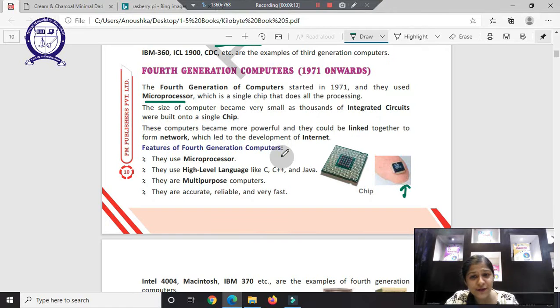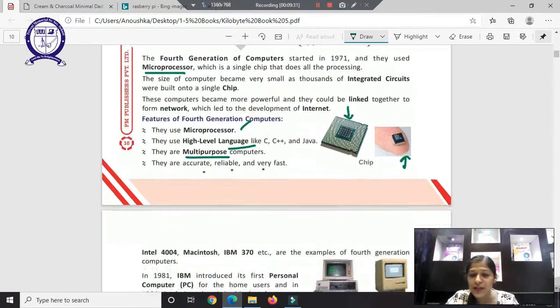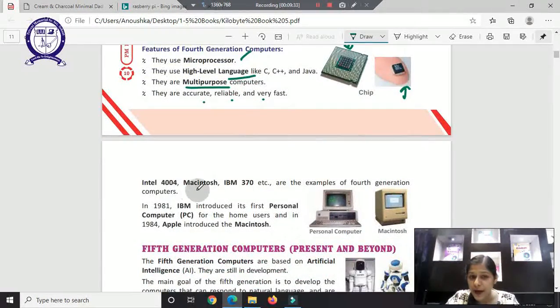So what are the features of these fourth generation computers? They use high level languages like C, C++ and Java. They're multi-purpose computers. They can do anything. They are accurate, reliable and very fast. They use a microprocessor, which is a chip like this. So for example, Macintosh, IBM 370, Intel 4004 are key examples of fourth generation computers.